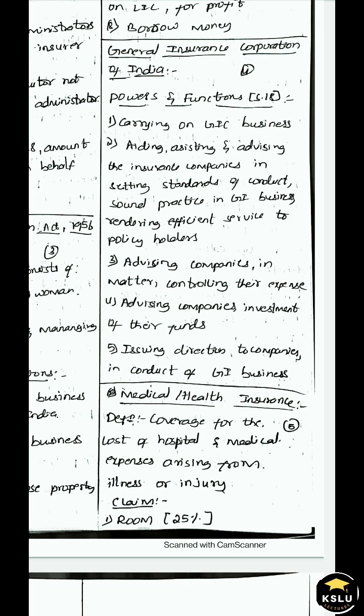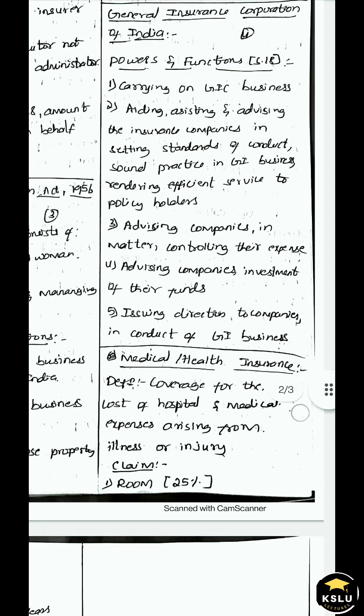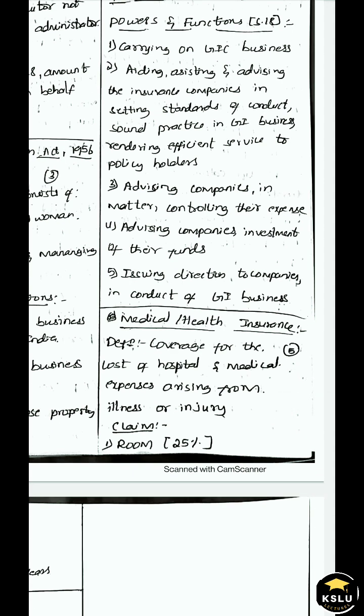The next is advising companies in the matter of controlling their expenses. So they help the companies in controlling their expenses. The next is advising companies in investment of their funds. So how to invest the insurance company's funds, they will advise those companies on that subject matter. The next is issuing directions to companies in the conduct of general insurance business. So they issue directions to the companies on how to conduct their general insurance business.